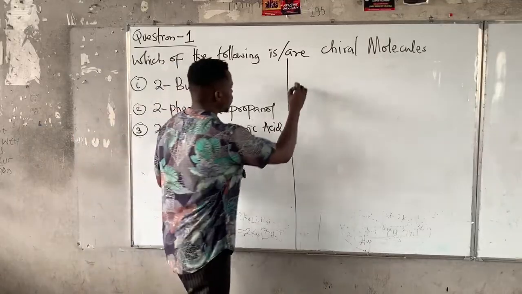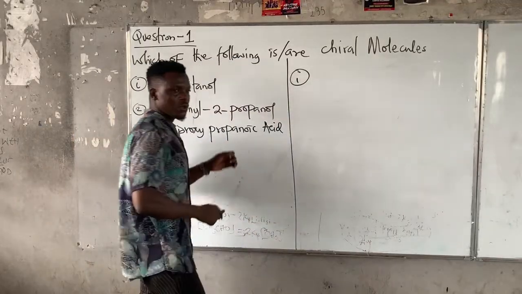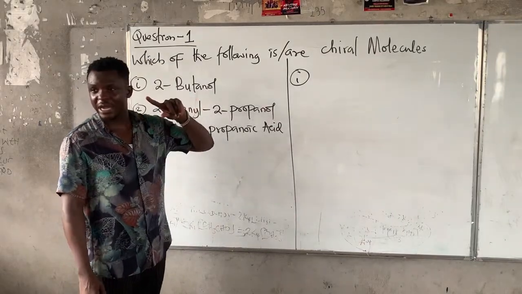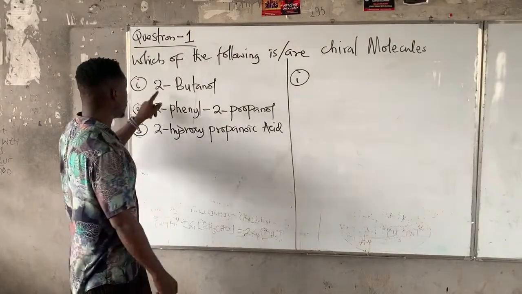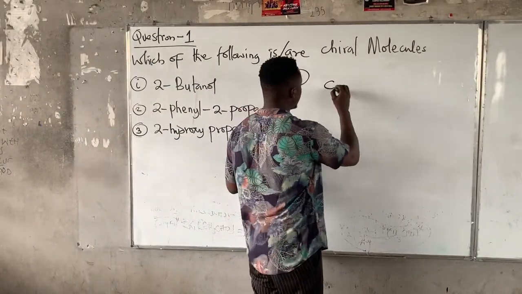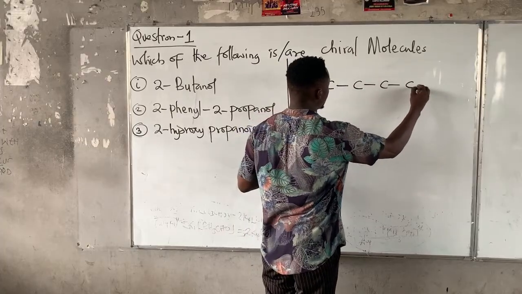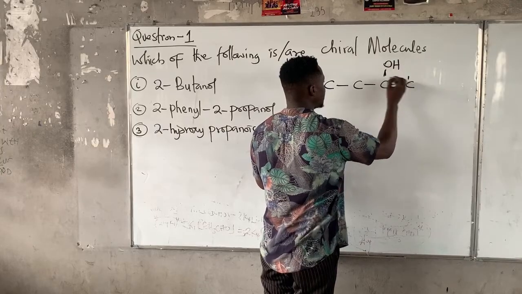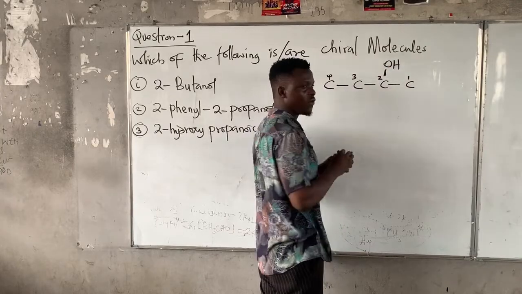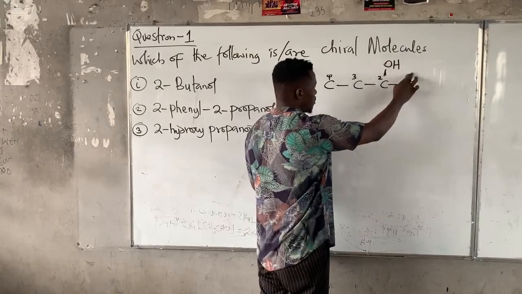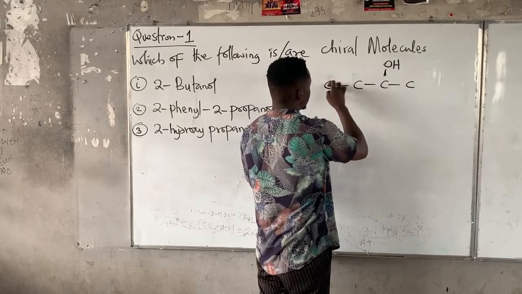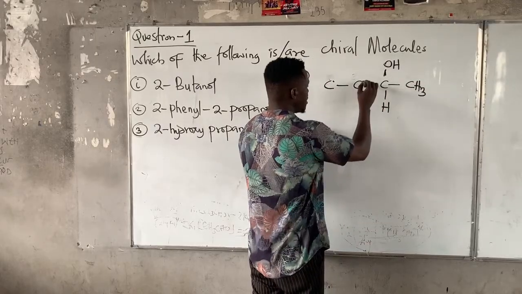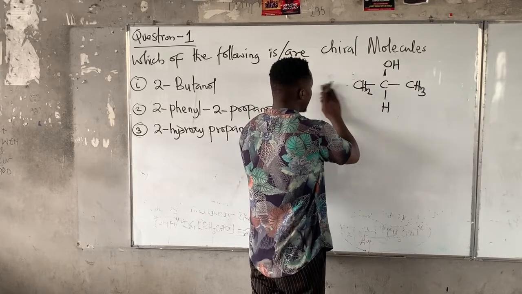So the first one is 2-butanol. Butanol means how many carbons? 4. The -ol means there is OH, on carbon 2. So this becomes 1, 2, 3, and 4, 4 carbons. So I come here, I put OH. This is carbon 1, 2, 3, and 4. On carbon 2 there is OH also, so I put this here. So this becomes CH3. Here is H. This is CH2. And this guy is downward.